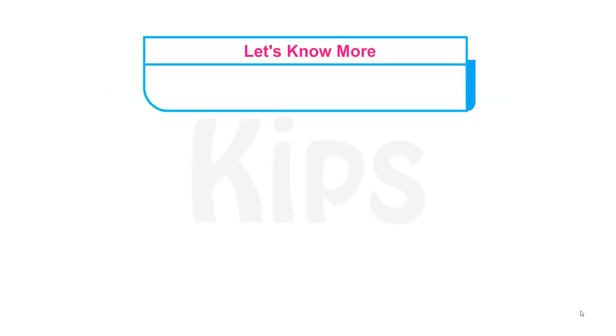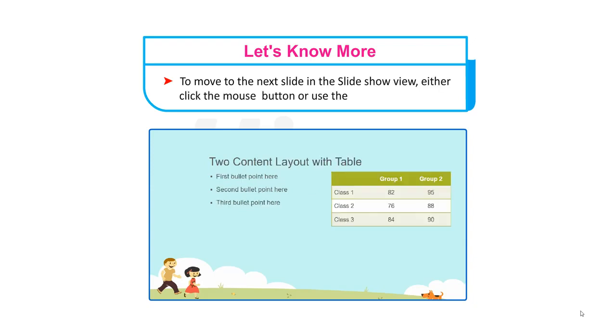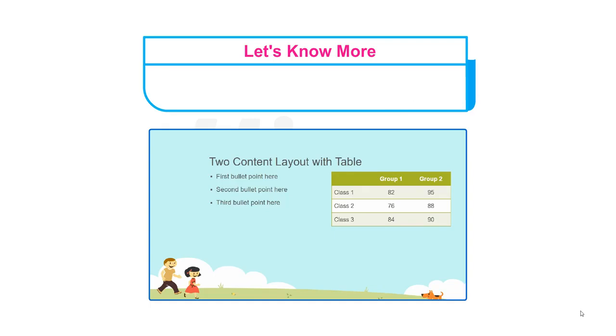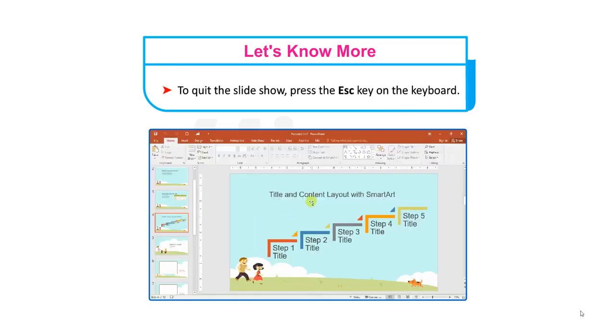Let me give some important tips. To move to the next slide in the slideshow view, either click the mouse button or use the Enter or Spacebar key. To quit the slideshow, press the Escape key on the keyboard.